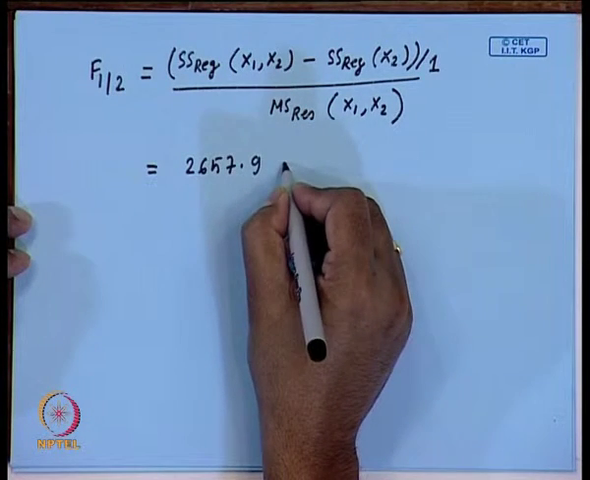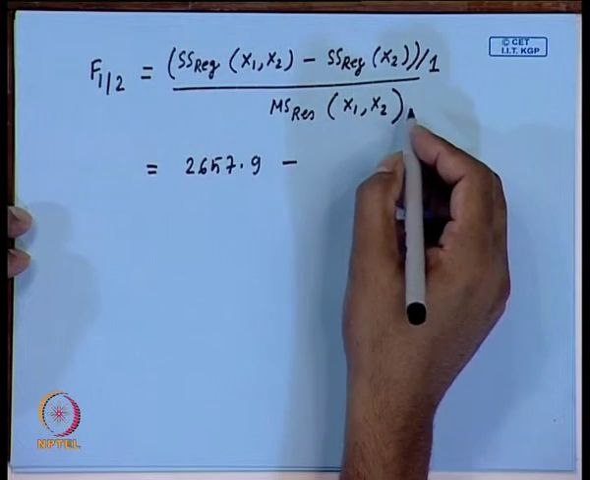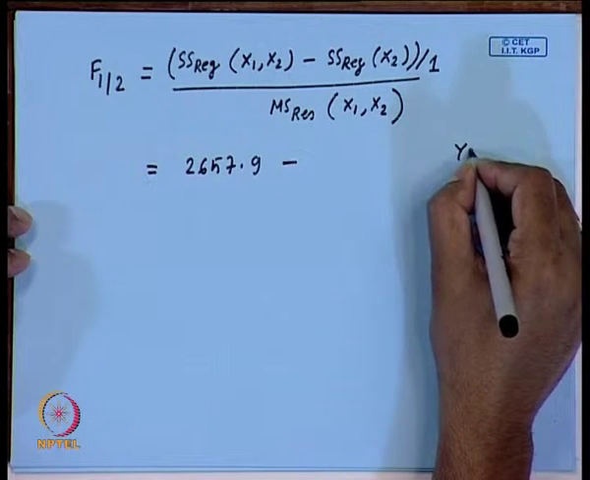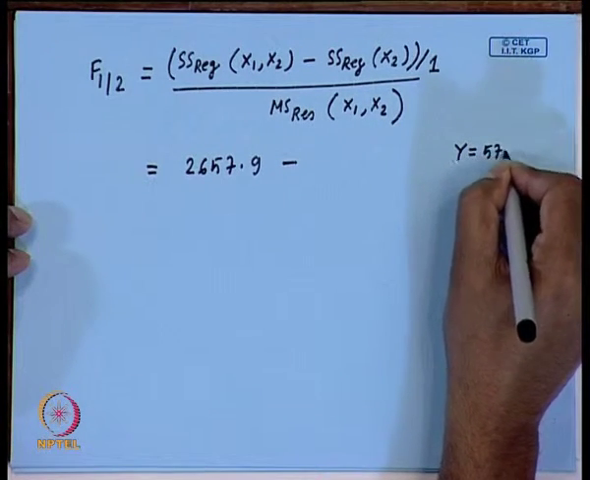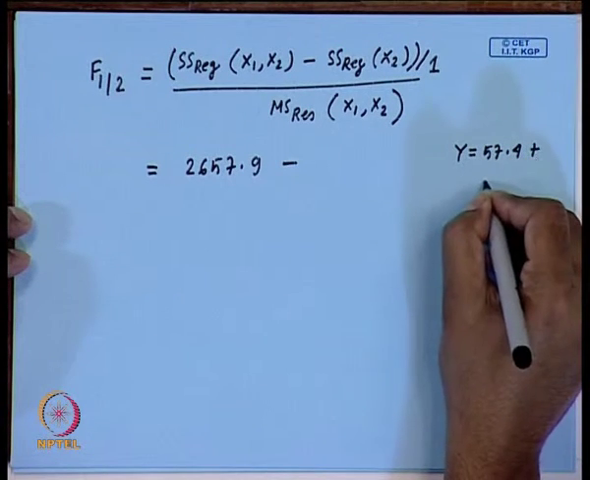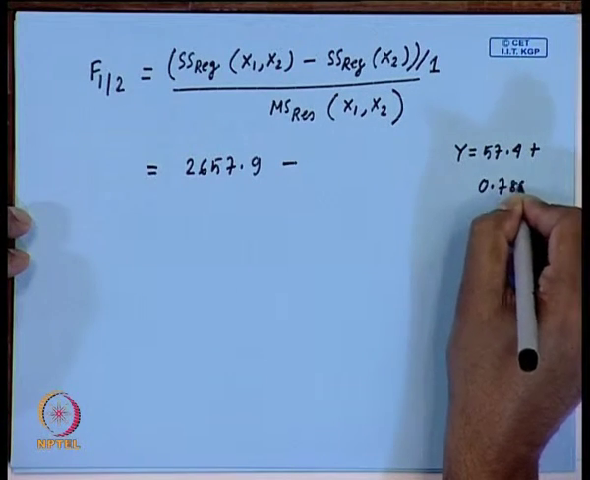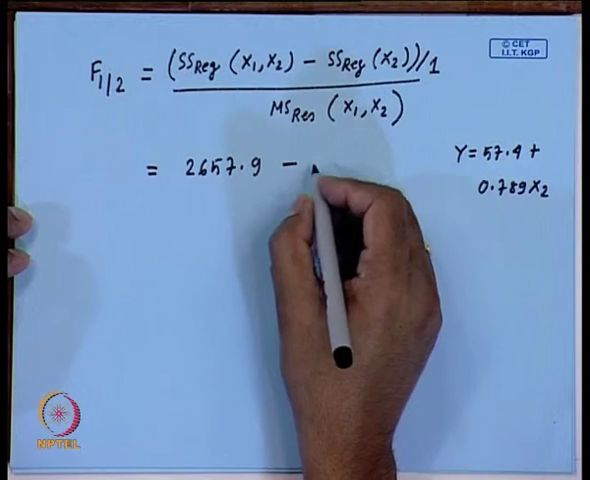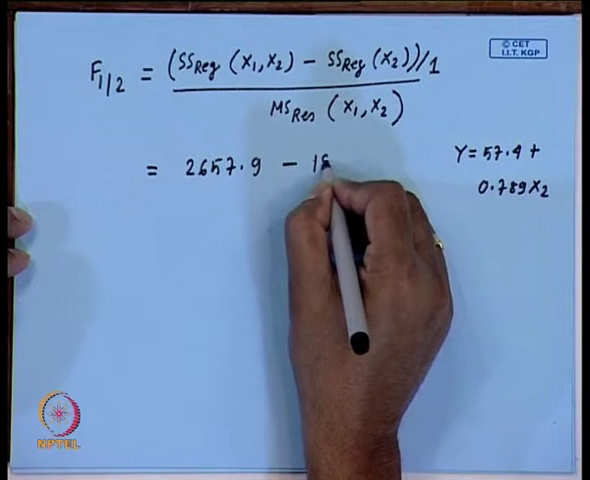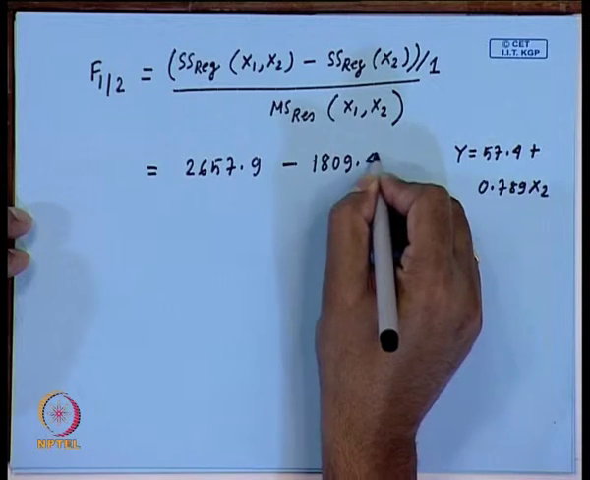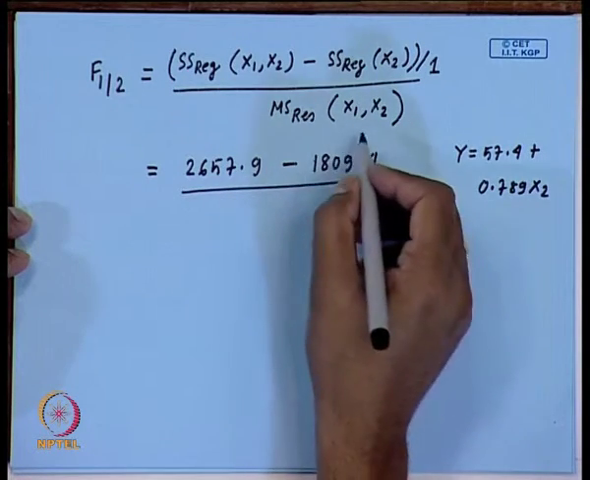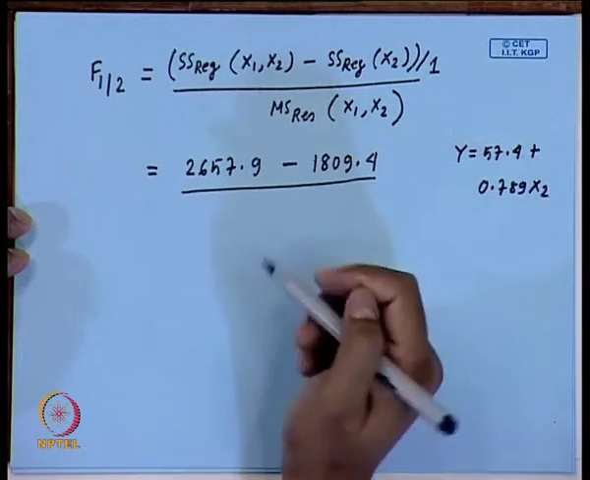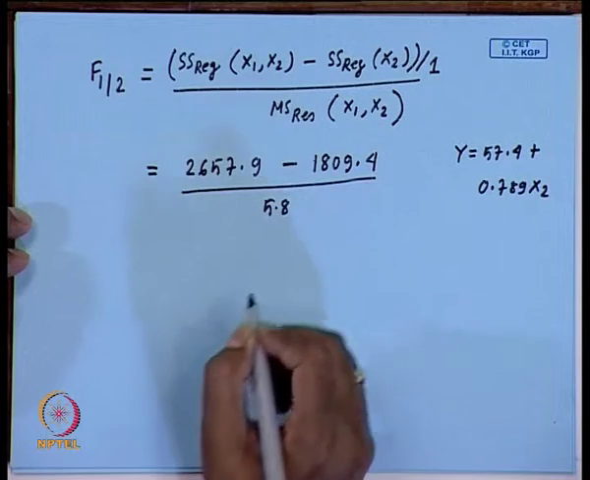2657.9 minus, you fit a model between y and x2, the fitted model is going to be y equal to 57.4 plus 0.789 x2. Okay. So, I am giving you the fitted model. Now, you can check that the SS regression value is equal to 1809.4, and the MS residual for the model involving x1 and x2 is 5.8, that you can check.